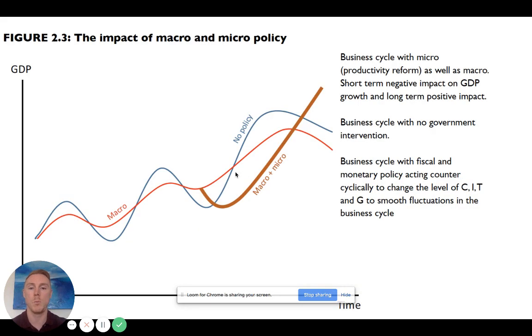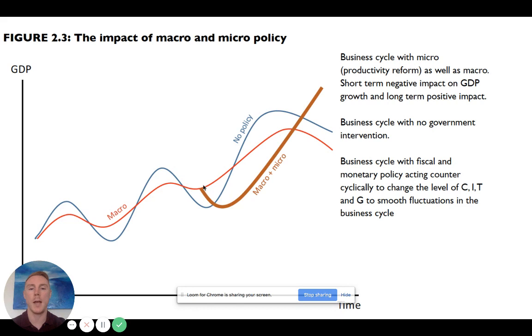We can also see what the business cycle looks like. The blue here is the business cycle with no policy. So we're not using any macroeconomic policy to smooth out the business cycle. We're going to have bigger ups, bigger downs. Here in the red, we start to use some macroeconomic policy to counter and smooth out the business cycle. So we can see the line is a little bit more stable. We've got less large fluctuations in the curve.